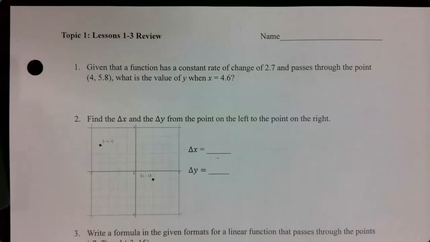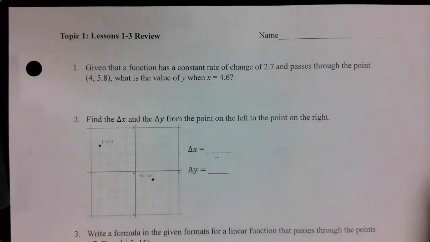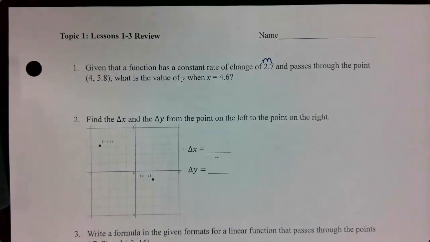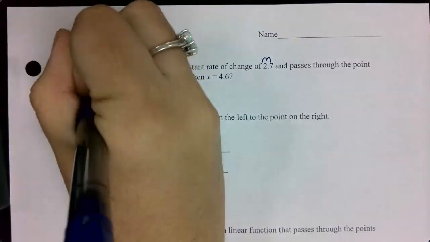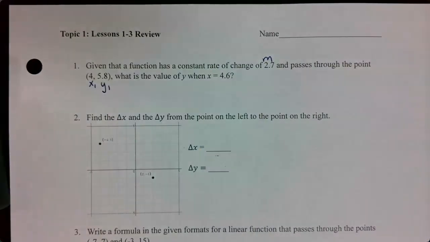In this video, I'm going to be going over the 1.1 to 1.3 quiz review. Number 1 says, given a function has a constant rate of change of 2.7, anytime it says constant rate of change, that's my m, and it passes through the point 5.8, what is the value of y when x equals 4.6?